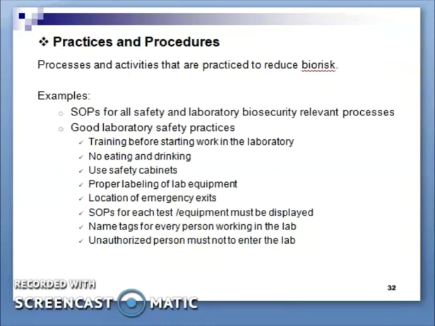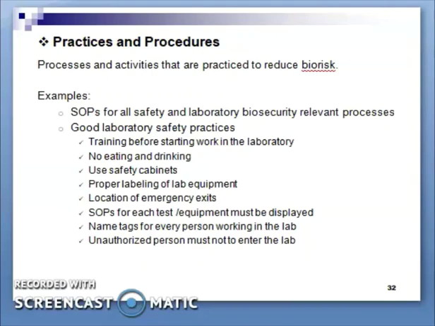Practices and procedures is also a main type or class of the biorisk mitigation. The processes and activities that are practiced to reduce biorisk. This is not a different topic from the rest of the things we studied and discussed here. These practices and procedures are processes and activities that are practiced to reduce biorisk.